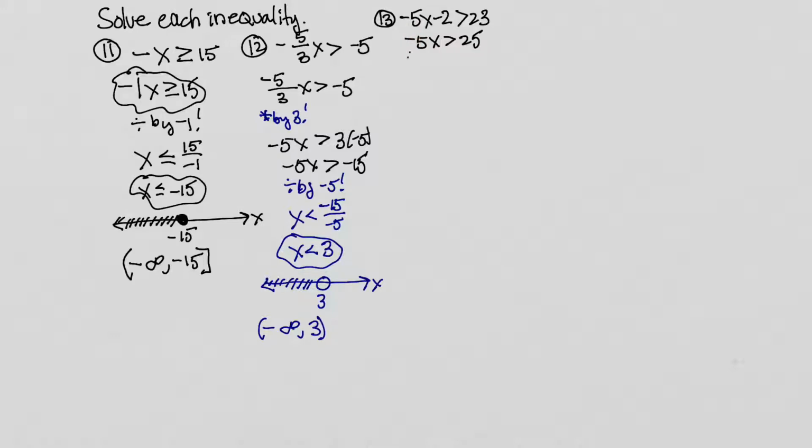So the plan is to divide by -5, but alert, we're dividing by a negative. So I'm going to change the direction of that sign. So we'll get x is now strictly less than 25 over -5. So x is strictly less than -5.